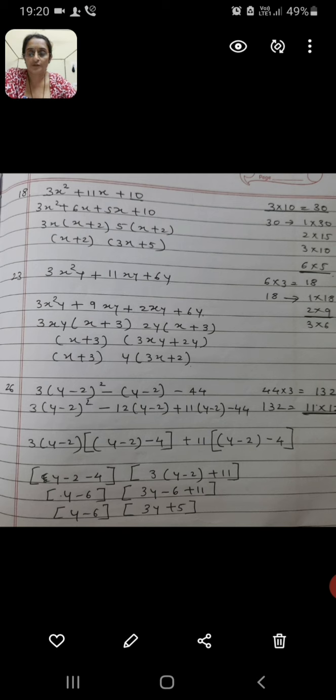Now group the first two terms, 3x square y plus 9xy. We will get 3xy as common. x plus 3 will be in the bracket. From the third and fourth terms, we will get 2y as common. x plus 3 again in the bracket. So x plus 3 is repeated. Take it as the first factor, and the remaining terms, 3xy plus 2y, in the second bracket.